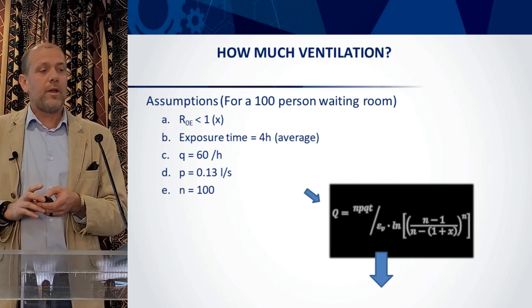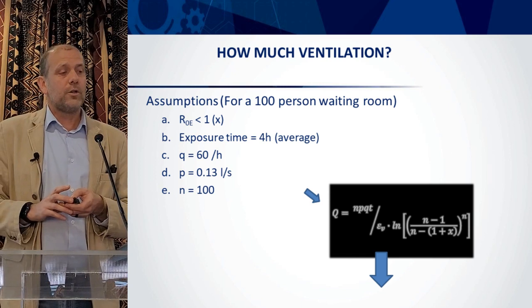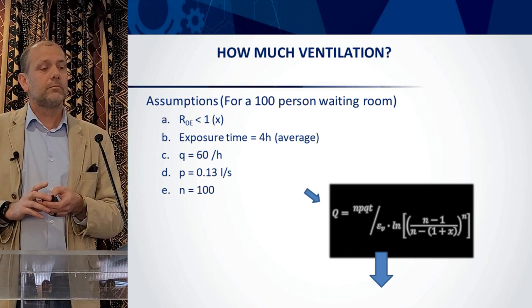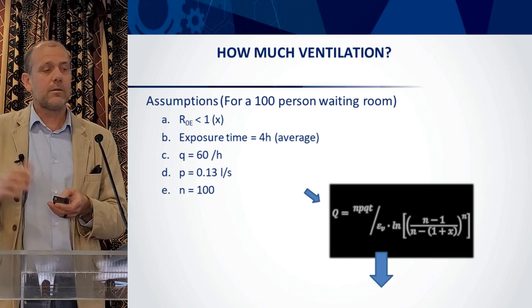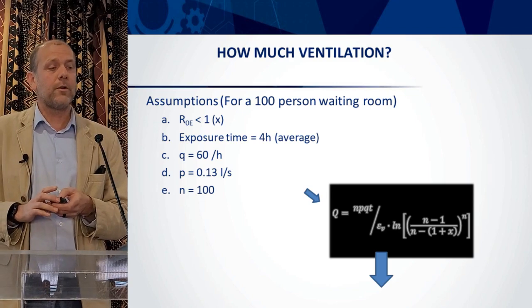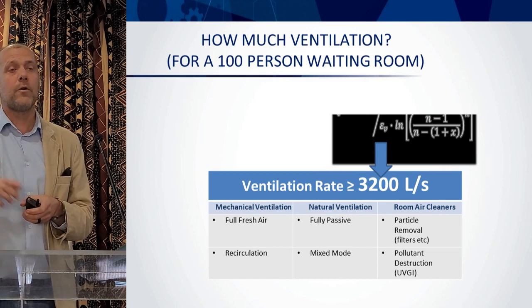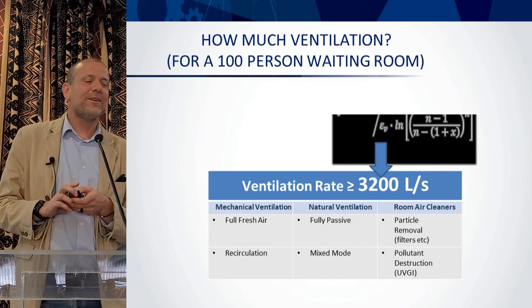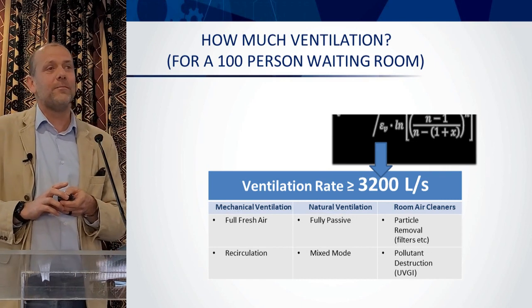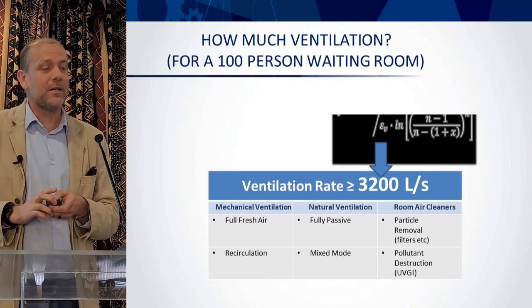Using all the values we've got there for laryngeal TB, adults, 100 adults in the room, plug that through that equation, we come out with the ventilation rate required for a 100-person waiting room of 3,200 liters per second. That is a lot of air. I'll explain to you now how much that is in context.